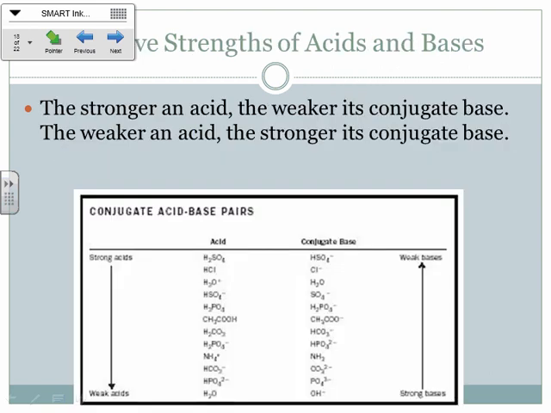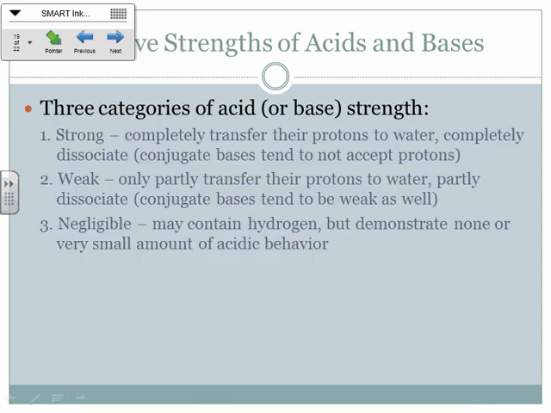All right, relative strengths of acids and bases. The stronger an acid, the weaker its conjugate base. The weaker an acid, the stronger its conjugate base. I'm not going to spend a lot of time on this right now because we are going to talk a lot more about weak acids and weak bases. There are 3 categories of acid-base strength: strong, weak, and negligible.